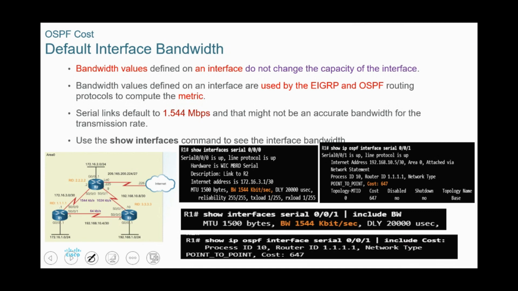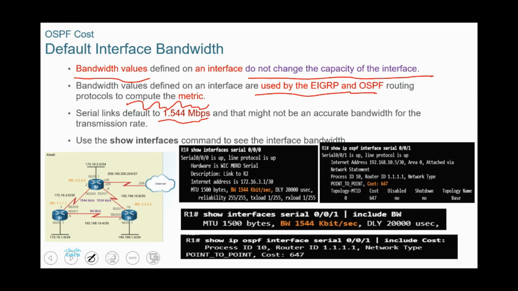Okay, so the default interface bandwidth defined on an interface does not change the capacity of the interface. So I remind you again, the bandwidth values that you change do not change the capacity of the interface. The bandwidth values defined on the interface are used by the EIGRP and OSPF routing protocols to compute the metric only. So by default, on serial links, the default bandwidth will be 1.544 megabit per second, and that might not be the accurate bandwidth for the transmission rate.